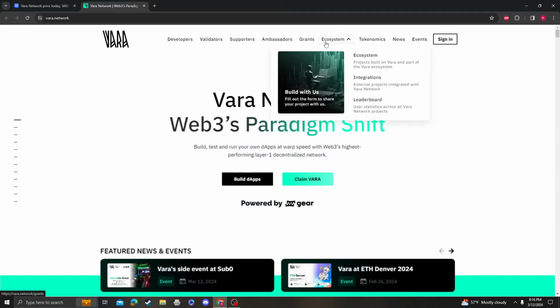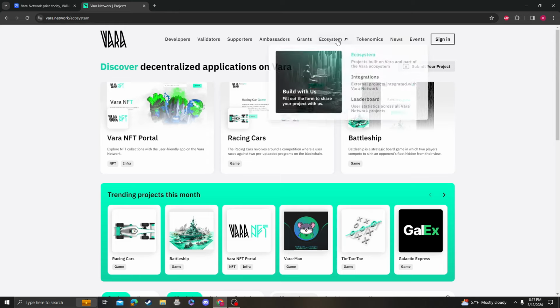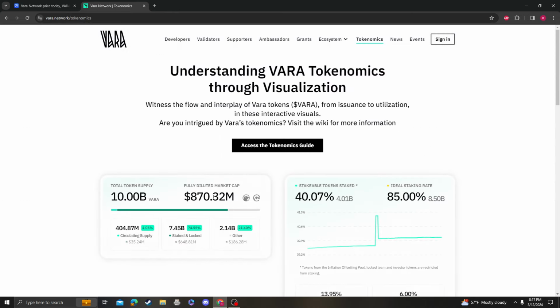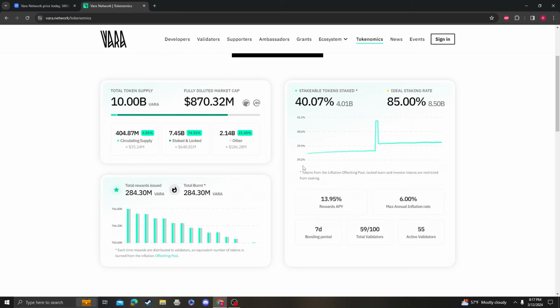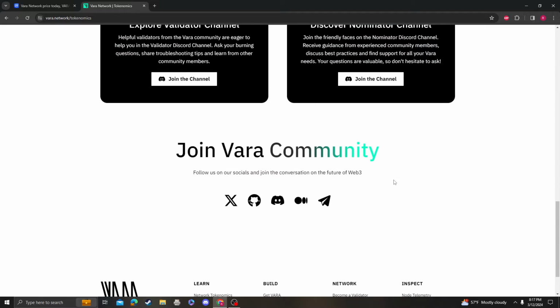Let's look at their website, see what it is, and kind of check out their tokenomics. Let's see, 10 billion total supply, we already knew that. Fully diluted is 870 million, we already knew that too. You can stake, that's good. Any coin that you can stake is good. Also, that's pretty interesting, the fact that it does have a burn feature, and 284 million tokens have already been burnt. And these are some pretty good APYs, 13-14%, so that's pretty good. Keep that in mind when you're looking into Vara.